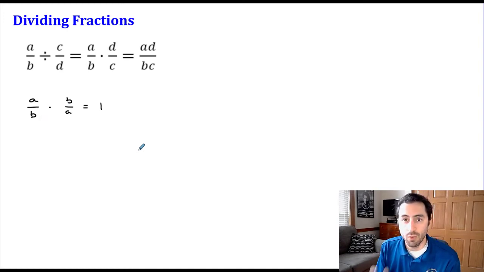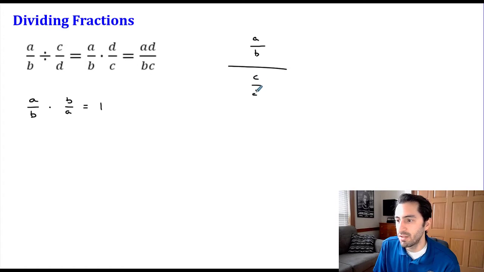So why, when we divide fractions, do we change it to multiply by the reciprocal? I just want to quickly touch on that. Let's say I take my division problem and I rewrite it a little bit. Instead of writing with the division sign, I'm going to write this as a big fraction. So we have a fraction in the numerator, and I'm going to divide that by the second fraction, c over d. This is what we call a complex fraction. It's fractions inside of a fraction.